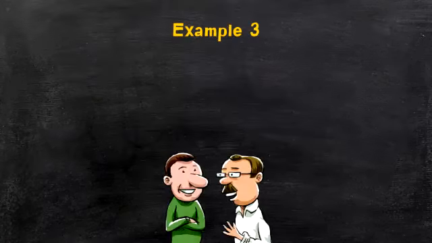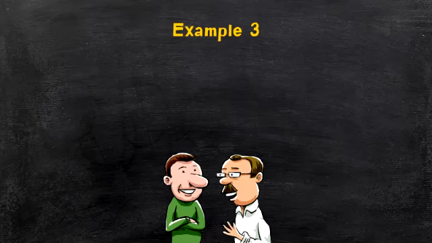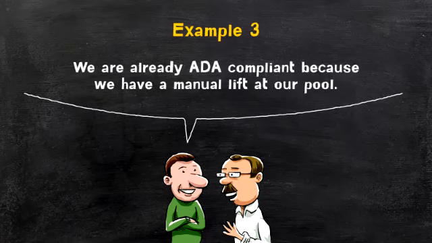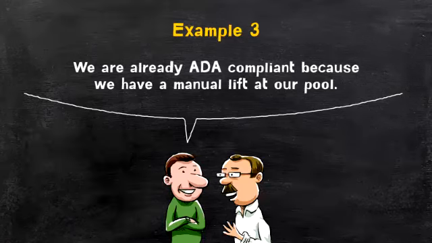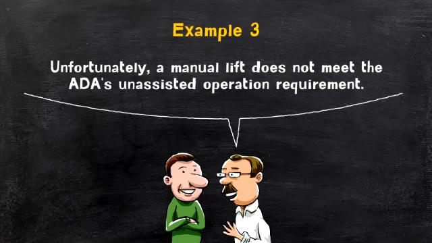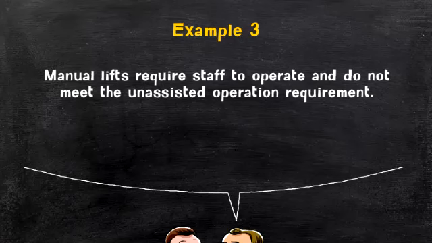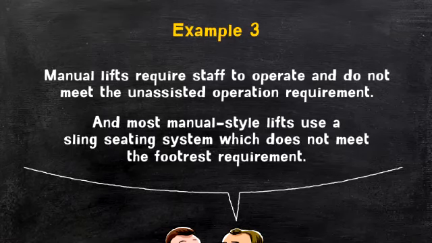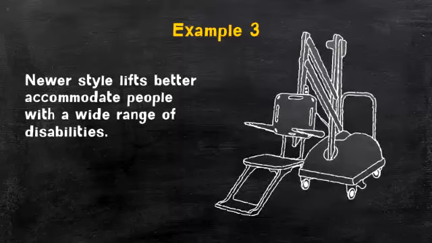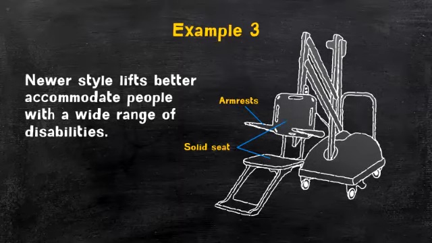And lastly, as you're introducing the new ADA requirements to your existing customer, he interrupts you and states that they are already ADA compliant because they have a manual lift at their pool. What's your response? If you inform your customer that a manual lift does not meet the ADA's unassisted operation requirement, then you did the right thing. Manual lifts require staff to operate, so they do not meet this requirement. Also, most older manual-style lifts use a sling seating system, which does not meet the footrest requirement. Additionally, newer style lifts offer armrests, firm seats, and back and leg support, which help better accommodate people with a wide range of disabilities.